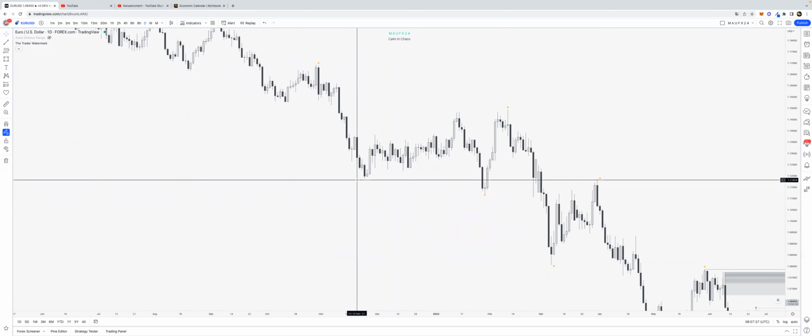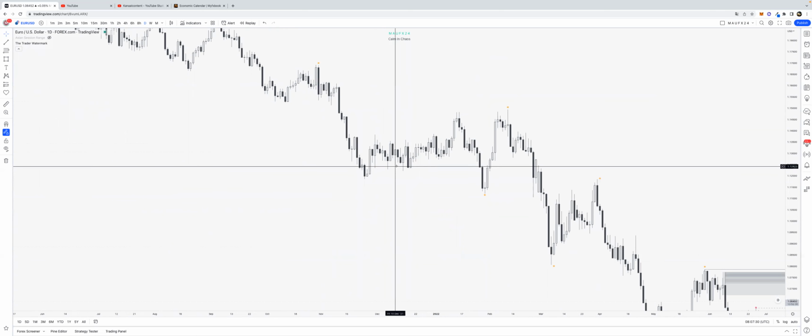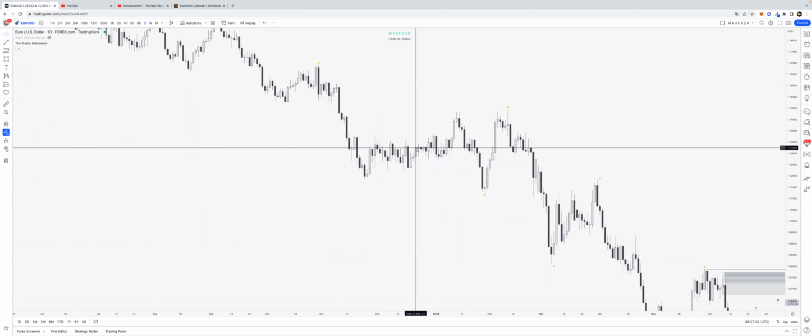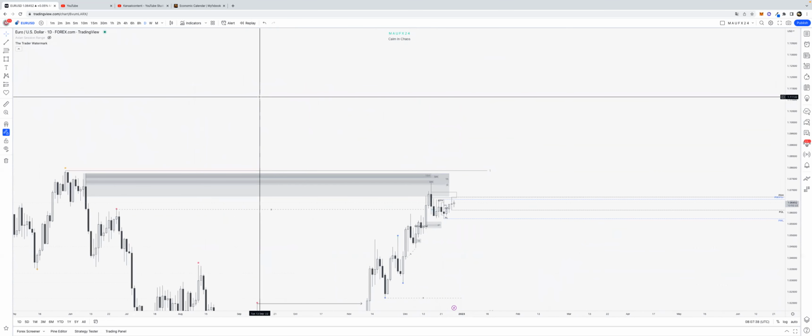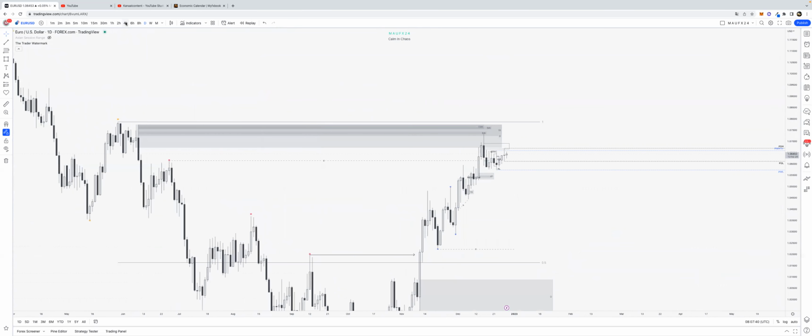Oh, I don't want to go up here. Yeah, there you go. Look at this. Wicks, small candles and wicks. Interesting. All right, let's go lower.